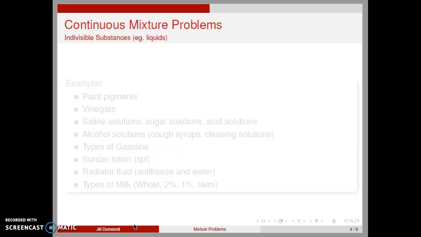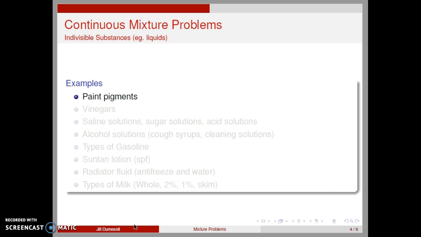Similarly, we can think about a variety of examples of continuous mixture problems. In these problems, the substances being mixed are like liquids and do not consist of separate individuals. Often in these examples, we actually have substances dissolved in liquids. In paint pigments, for example, varying shades of red and pink can be produced by mixing different amounts or percentages of red pigment in white paint.